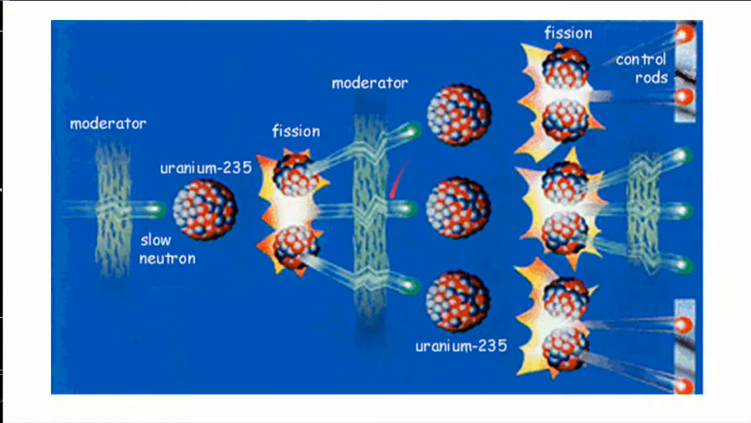That breaks down, 3 neutrons are produced, 3 more uranium split, 3 neutrons are produced here, 3 neutrons are produced here, 3 neutrons are produced here. It just keeps going. This is the chain reaction.